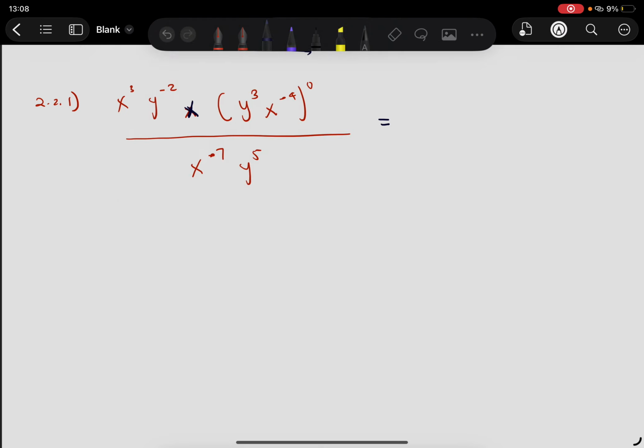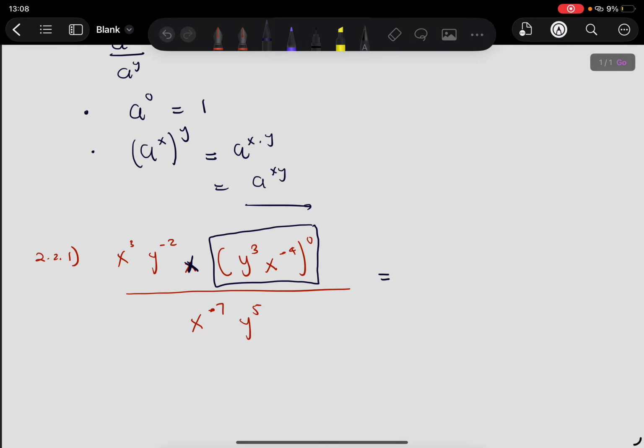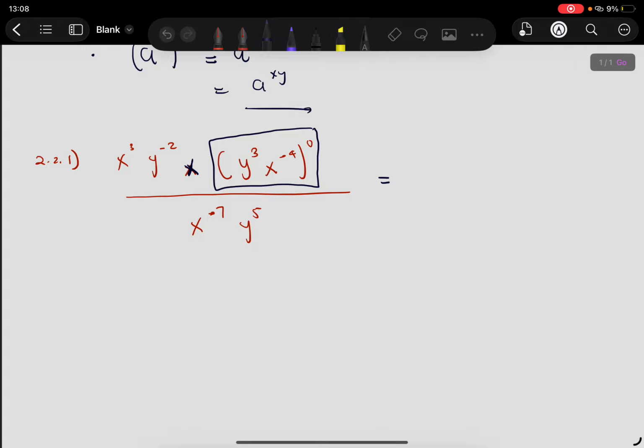Okay, this is equal to. Now, if you look at just this portion of the expression, we have y to the power of 3, x to the power of negative 4, but all raised to the power of 0. We said any non-zero number raised to the power of 0 is equal to 1. So in other words, we would have x to the power of 3, y to the power of negative 2 multiplied, so this is a multiplication, by what? 1. Because that expression was raised to the power of 0, which then boils down to just 1. All divided by x to the power negative 7, y to the power 5.